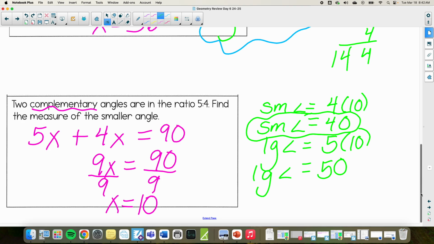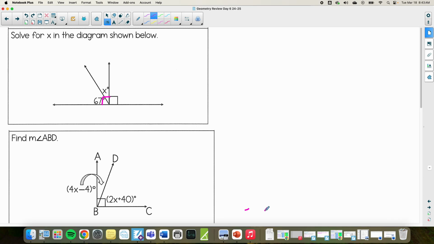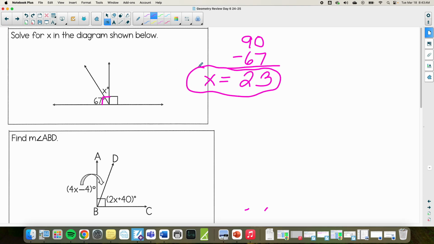All right, now let's go here and we'll do a couple of these. So if you look at that first diagram there, if this is a right angle, do you remember how this would also be a right angle? So wouldn't x plus 67 equal 90? Everybody get that? So we could just go 90 minus 67, which is 23, and that would be our answer.